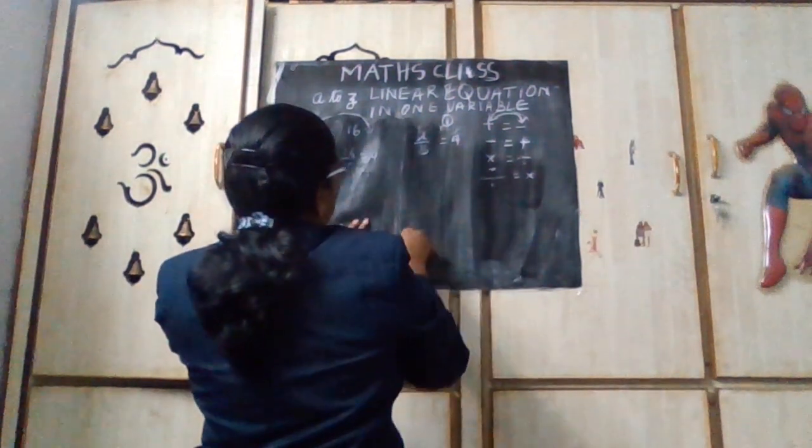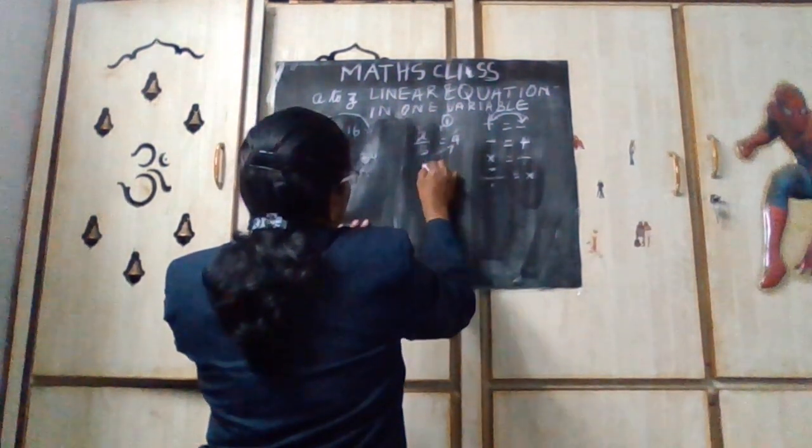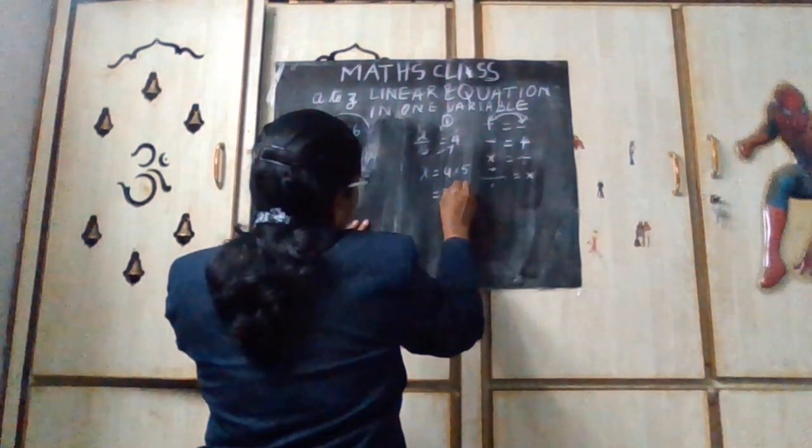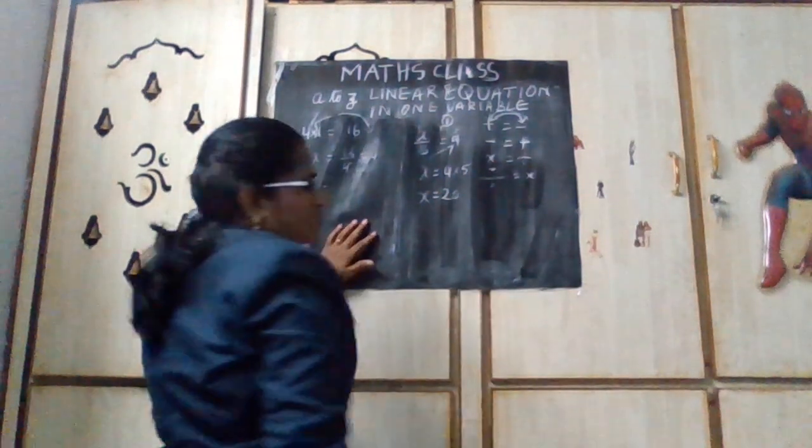Coming to this one, you transpose this. Division, what will you get? 4 into 5, multiplication. 4 fives are 20. So what is the value? x is equal to 20.